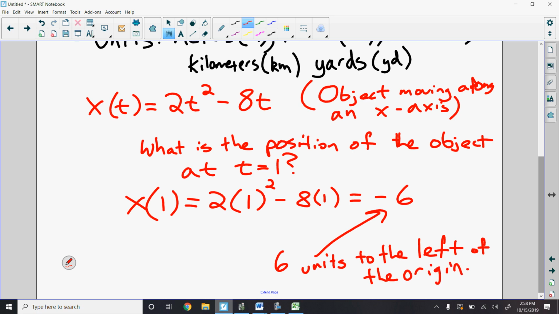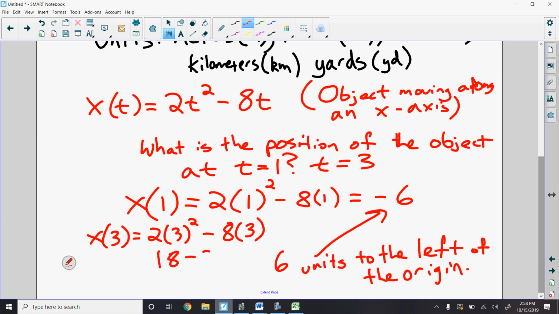Okay, if I wanted the position at t equals, let's say, 3, then I would do x of 3 equals 2 times 3 squared minus 8 times 3. All right, 3 squared is 9. 9 times 2 is 18. Minus 24. And then I get another negative 6, for 6 units to the left of the origin.